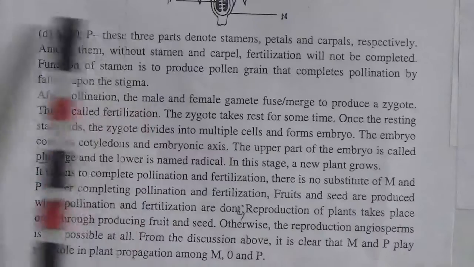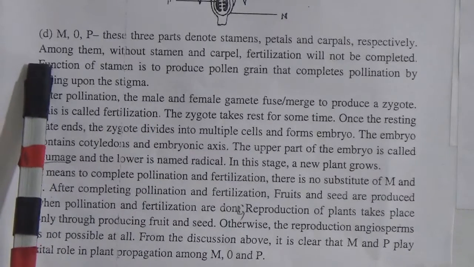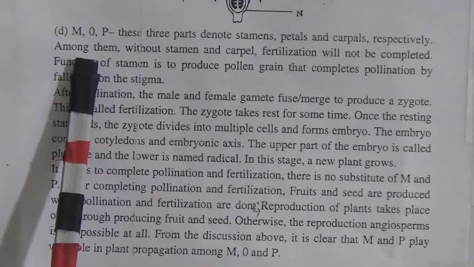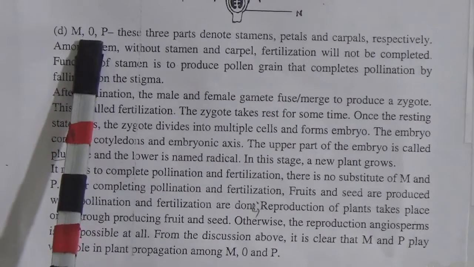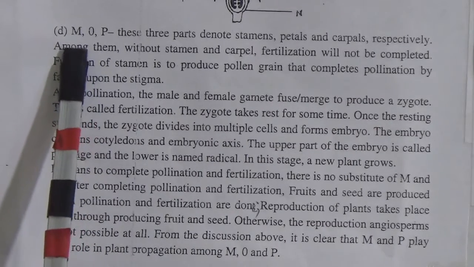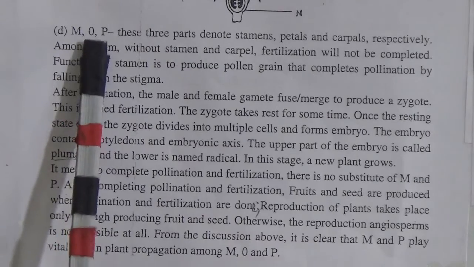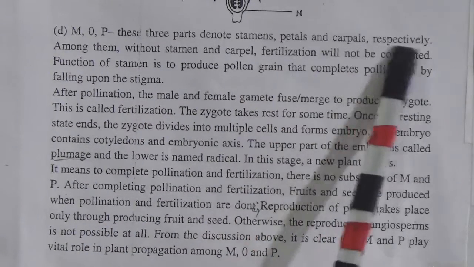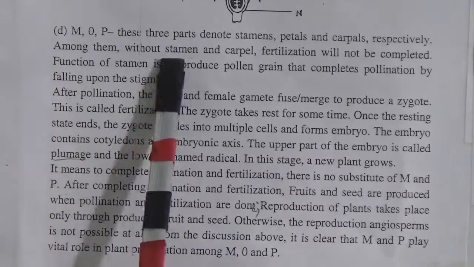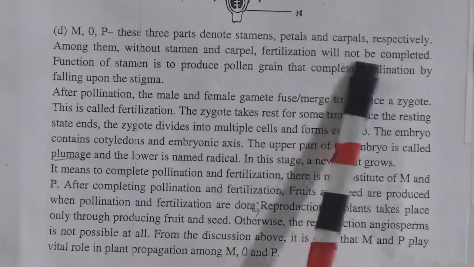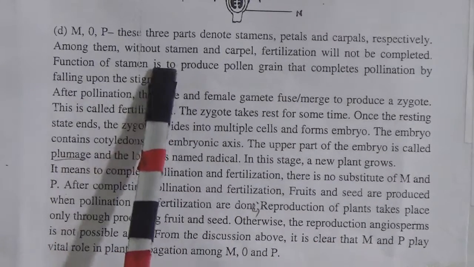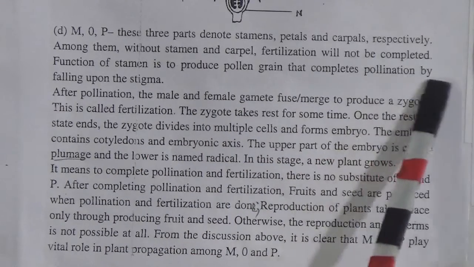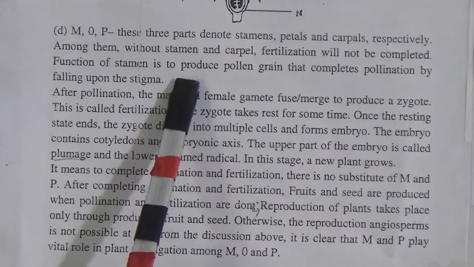Now come to the answer of D. Of M, O and P, which two parts are more essential for plant reproduction? M is the male reproductive organ, O is the petal and P is the female reproductive organ. These three parts denote stamen, petal and carpel respectively. Among them, without stamen and carpel, fertilization will not be completed. The function of the stamen is to produce pollen grains that complete pollination by falling upon the stigma.